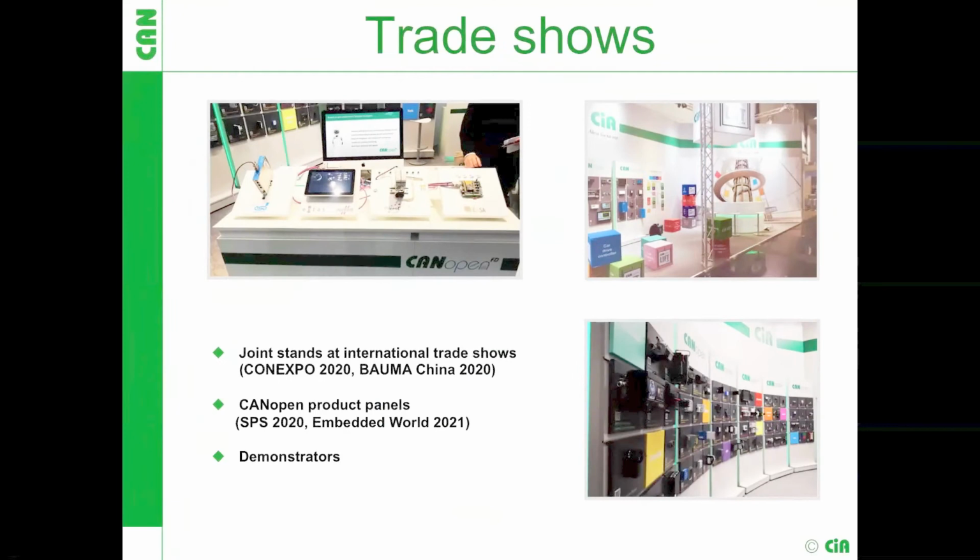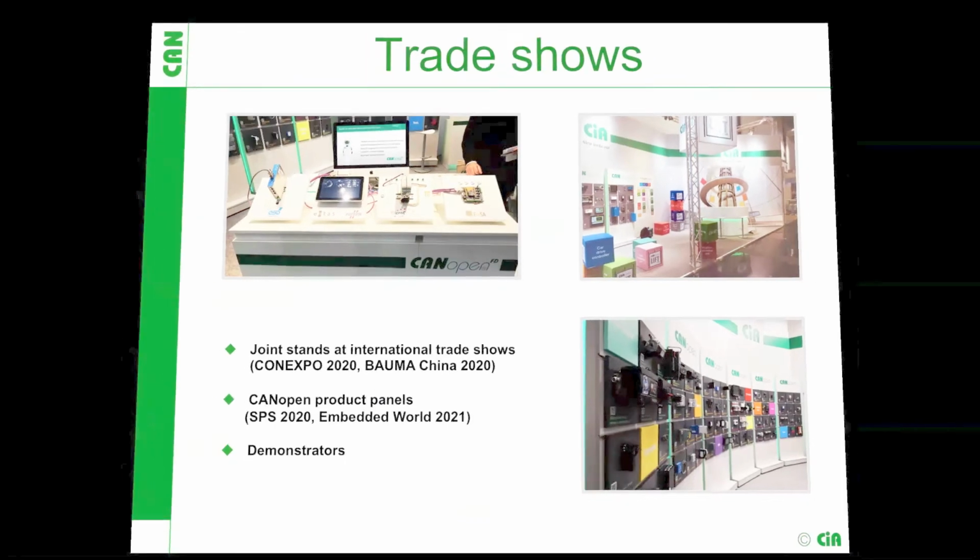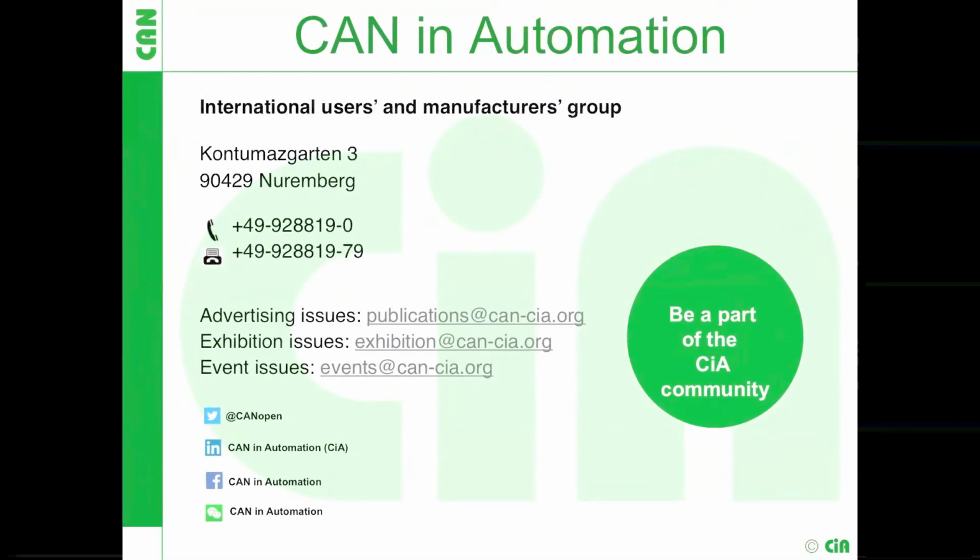Also, you can present your CANopen-related products at the product panel. You also have the opportunity to present your new products and solutions together with other member companies to build a demonstrator. So if you have any questions about CiA marketing issues, please find the contact here in the presentation. Our marketing team will be very glad to help you find a suitable offer. You can also follow us on social media to get the latest news in the CAN community.